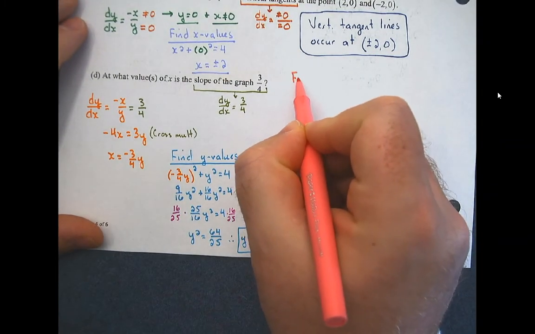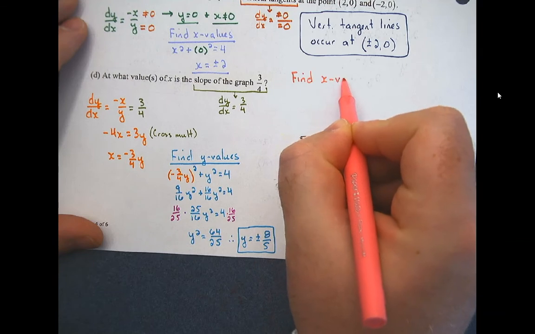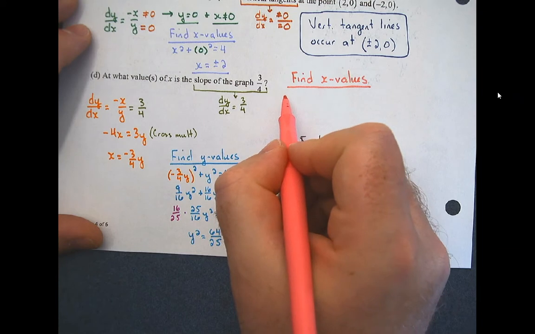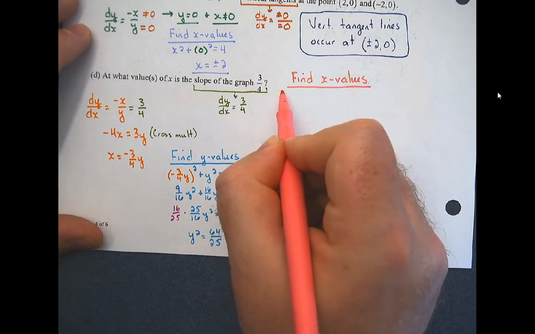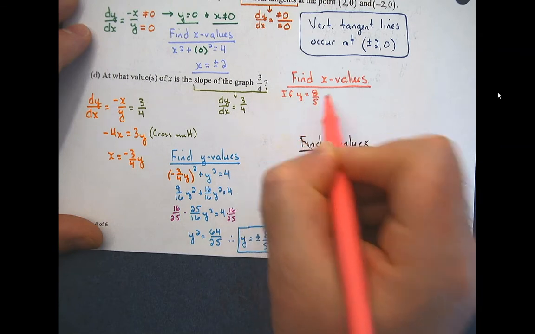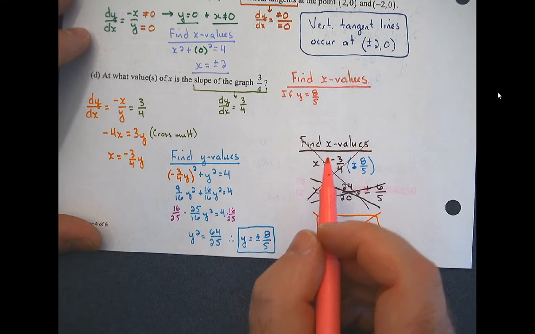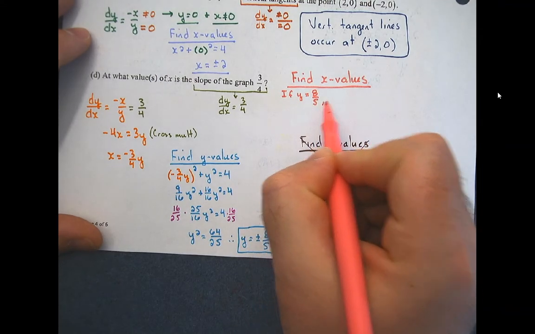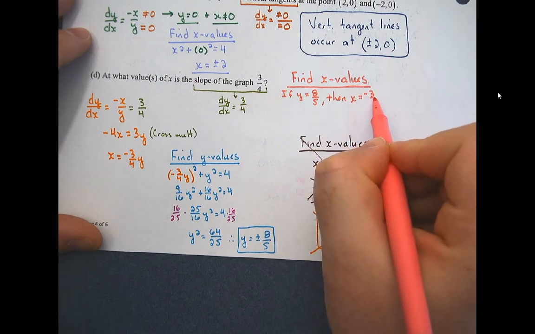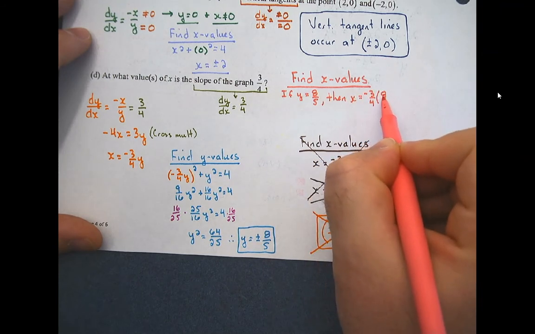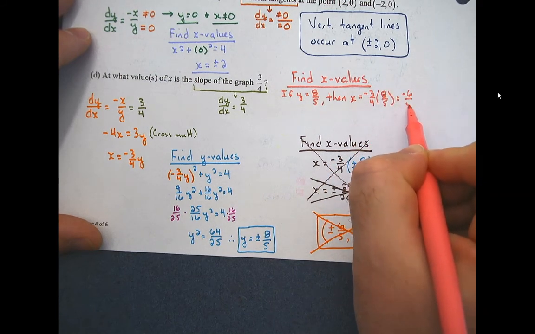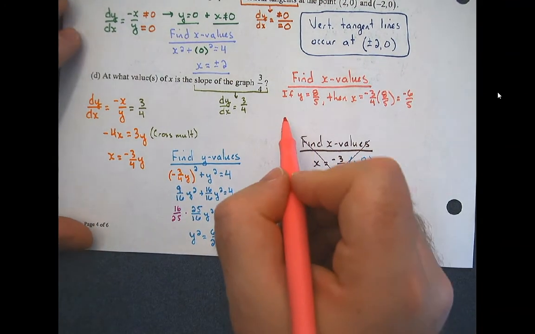Find x values. If y equals 8/5, then x equals -3/4 times 8/5, which equals, that cancels, that would be -6/5. This is important. Yes, this is better.